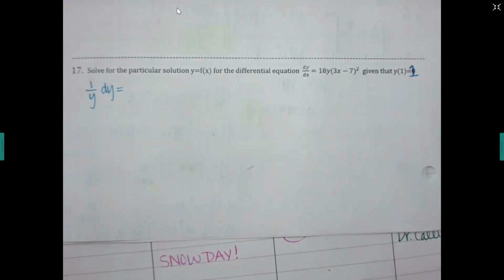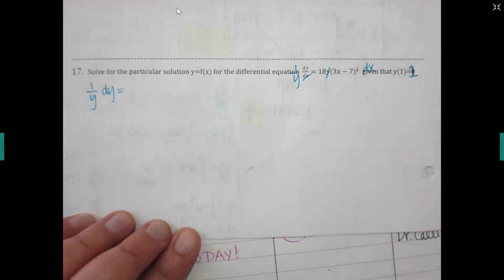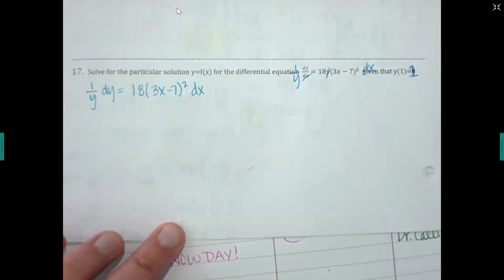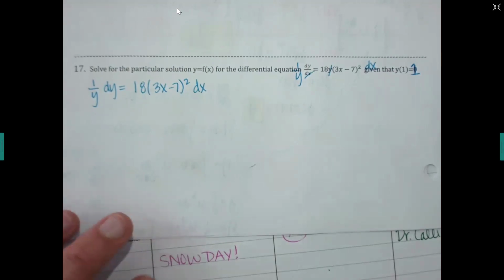So if it's a times y, I'm going to divide this y to the other side, I'm gonna multiply the dx up, but I'm gonna leave the 18 where it's at. So I have 18, 3x minus 7 squared dx. From here, we're gonna integrate.